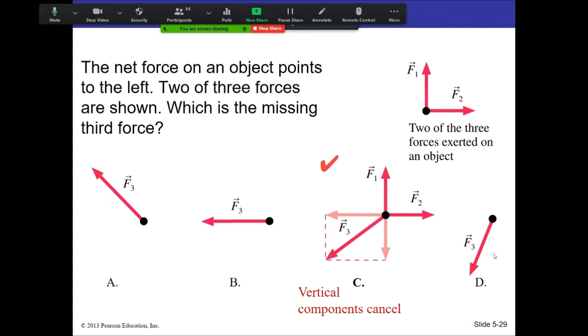Now, the other ones can be ruled out. I mean, A and B just don't work at all, right? Because A and B are not getting rid of any vertical components. D could be right. It's just the wrong direction. For 3, the vertical components cancel out, and the horizontal components don't completely cancel out. There would be a small net vector to the left because it's a little bit longer. So any questions about this, though?